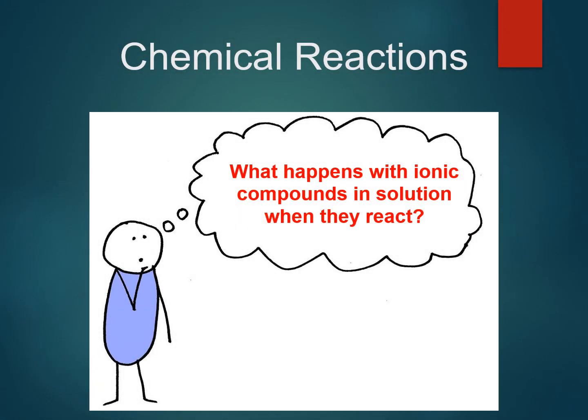Back, students, to the chemical reaction portion of Unit 4. This is the fun stuff. This is where we get to see how things change chemically. Specifically in this unit, we're going to deal with ionic compounds in solution and how they react. So we're going to introduce two new types, overarching categories of chemical reactions.